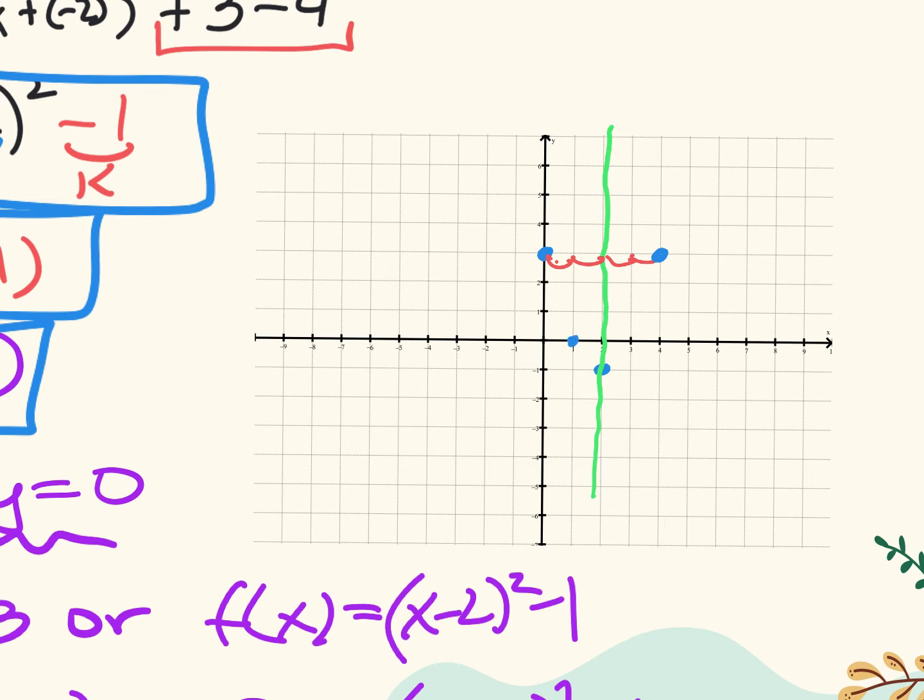Remember, they were (1, 0) and (3, 0). So you could have also used those. But either way, I missed it a little. And that would be your graph.